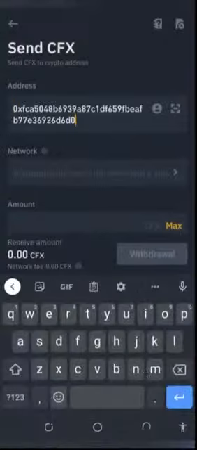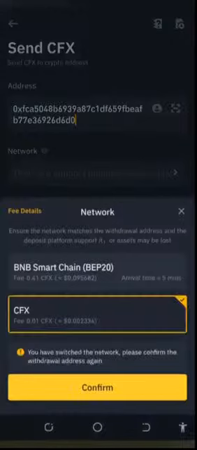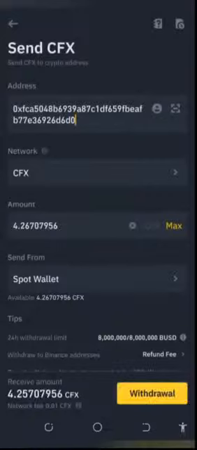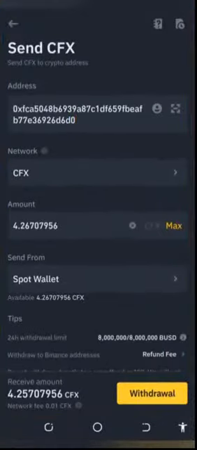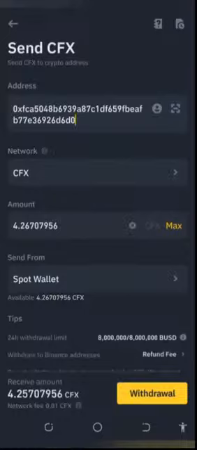Okay, the address looks good. It looks like it's not a mistake. The network is supposed to be CFX, okay? If this address wasn't good, it would be showing red. So let's put the max. I think we're good. Is there anything we need to take note of? I think it's fine. So let's take our screenshot. Everything looks good. Normally, when the address is wrong, you'll see red, it will just show you that it's wrong. But now it looks like it's good, so I'm going to click on withdraw.